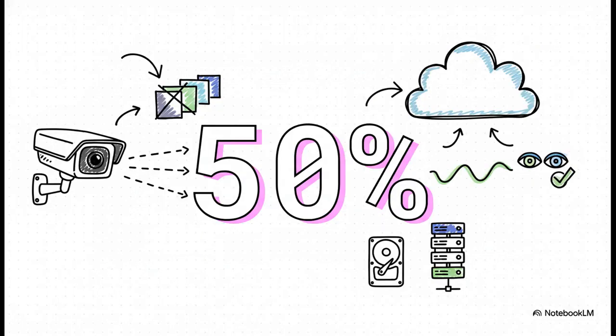Get this. Just by dropping your frame rate from 30 FPS down to the industry standard of 15 FPS, you instantly cut your storage and your bandwidth needs by 50%. I mean, that is a massive savings. And for almost every security situation, 15 FPS still looks perfectly smooth to the human eye.